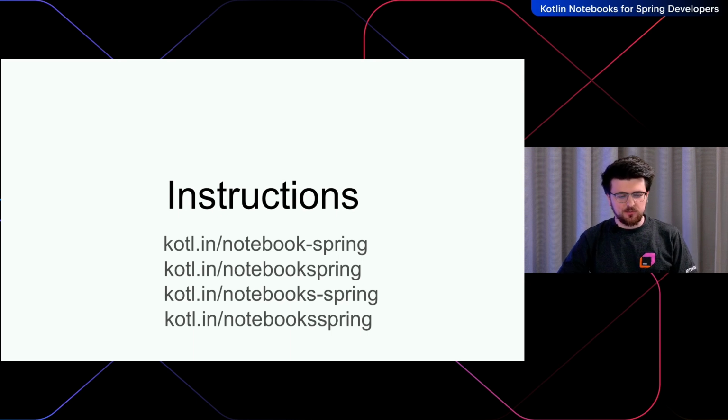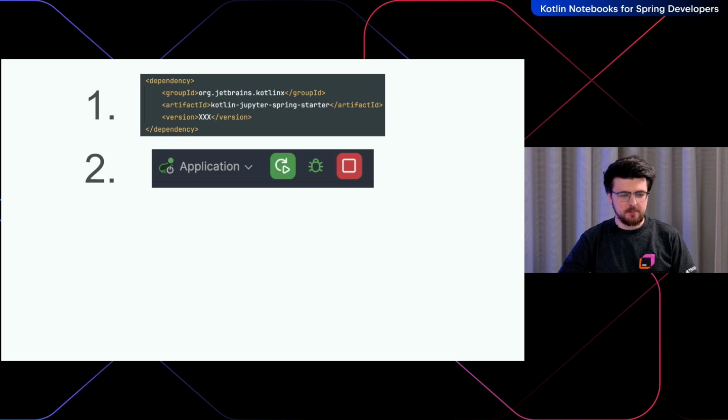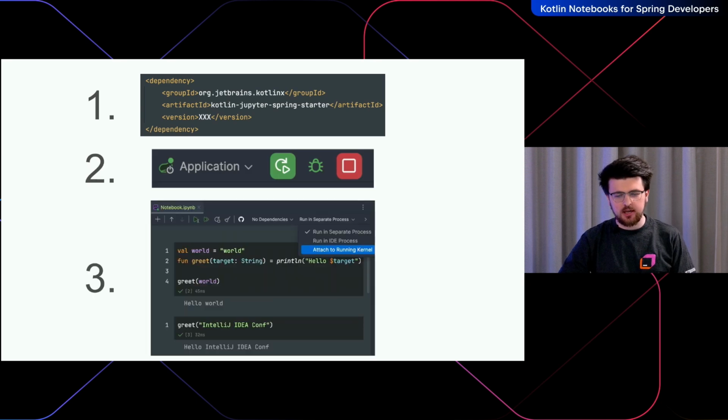But in essence, what this will tell you is that you add the Kotlin Jupyter Spring Starter dependency to your project, then you run your project, and then you create a Kotlin notebook, and then you select attach to running kernel, and you start evaluating code. At the moment, there's also an intermediate step. I think you have to enable a registry flag in IntelliJ IDEA, but hopefully we'll get rid of that soon.